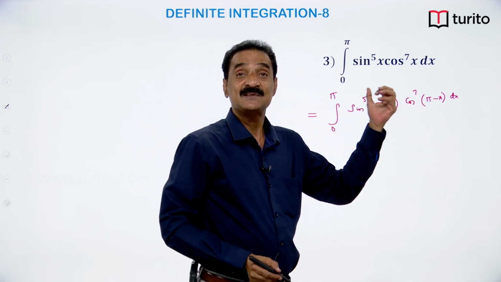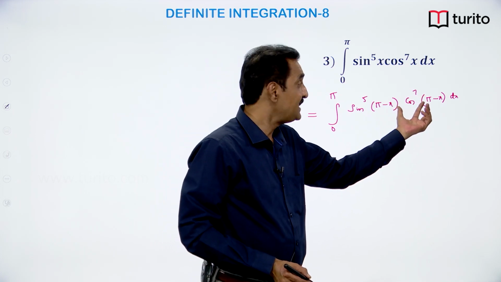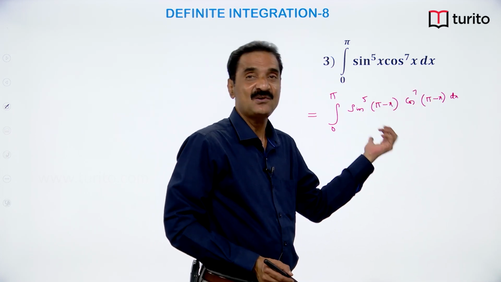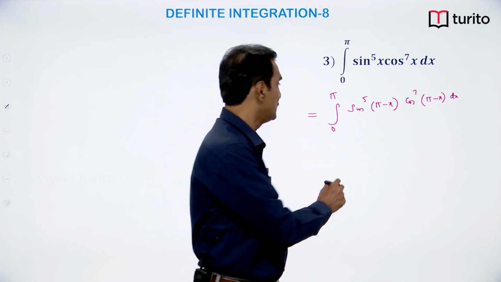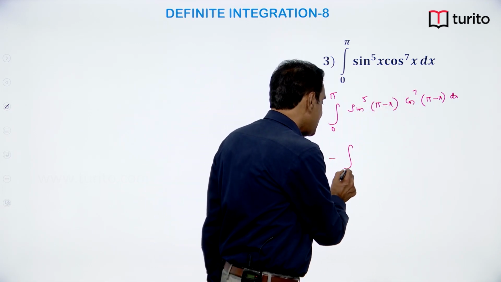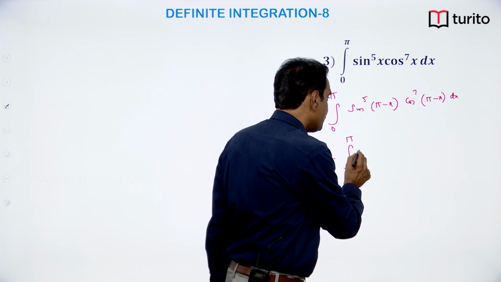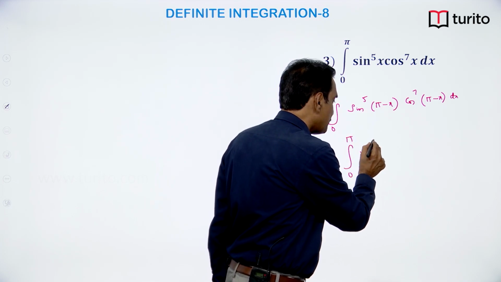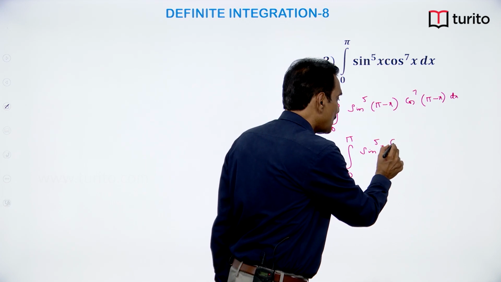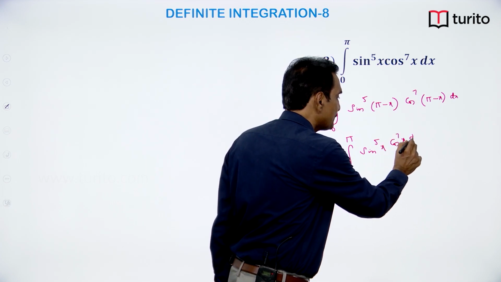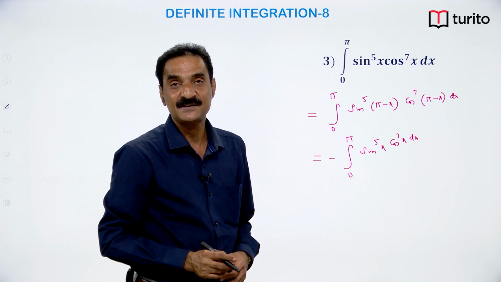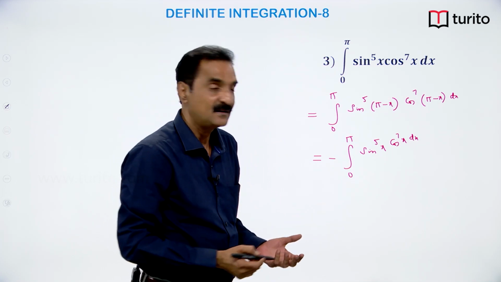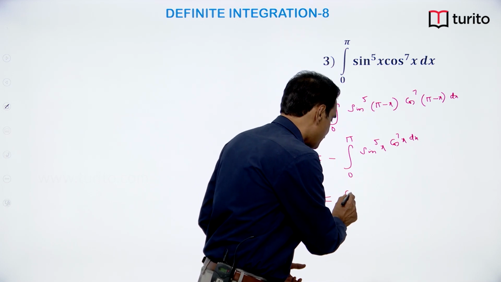Cos of pi minus x is minus cos x. Minus cos x whole power 7 is minus cos power 7x. So, we are getting a minus sign in the second factor. So, it is equal to minus integral 0 to pi sin power 5x into cos power 7x. When you get a minus sign by replacing x by upper limit minus x, what is the value of the integral? 0. Okay.